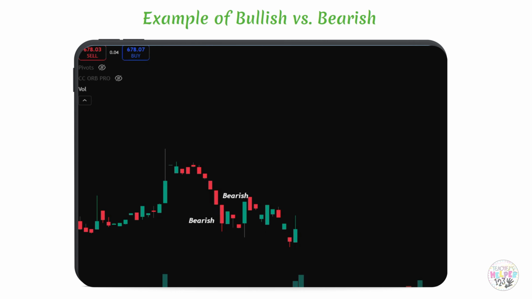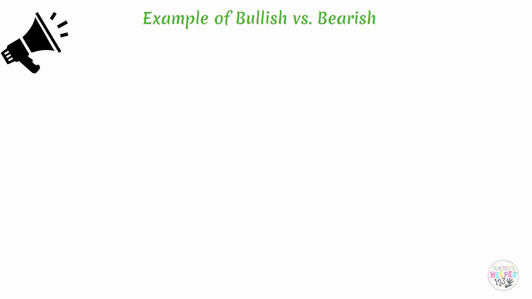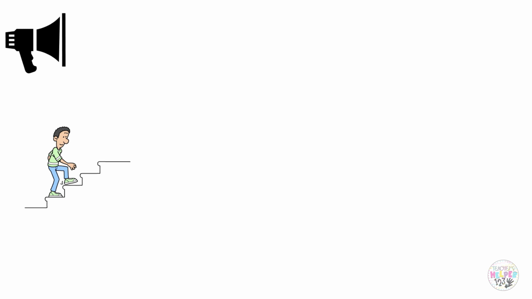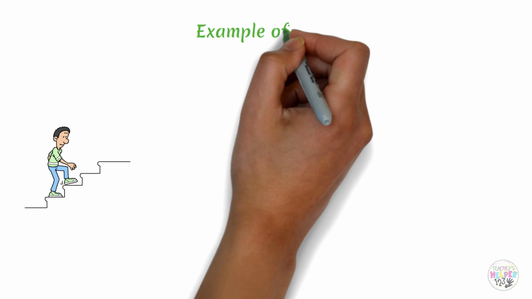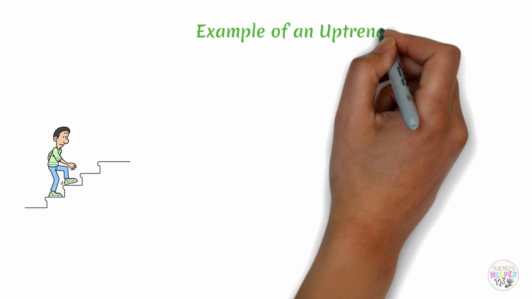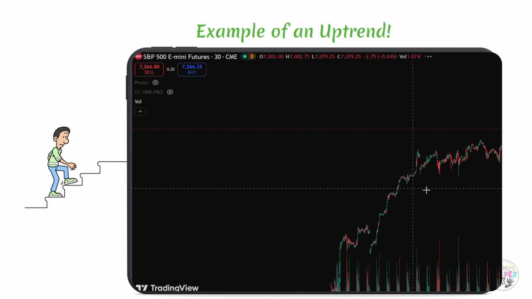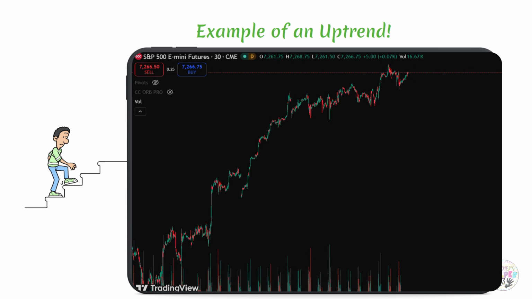Now let's take a look at what an uptrend is, just like the word says, up. When buyers stay in control over time, we get something called an uptrend. An uptrend means prices are making higher highs and higher lows. This shows value is increasing. So take a look at this chart and you can see how you can determine what an uptrend is. And in the next chart, we'll look at a downtrend.